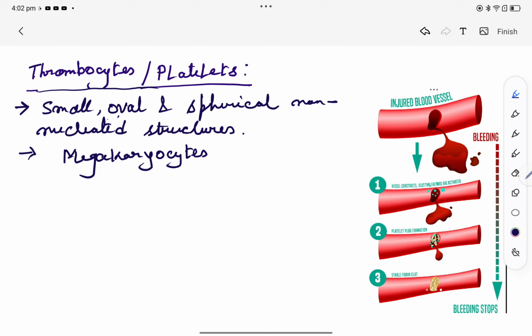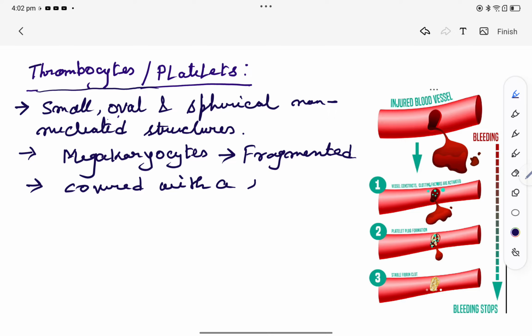Megakaryocytes, where can we find this type of cells? We can find them in red bone marrow. So the megakaryocytes are fragmented, okay? And from these fragments, platelets are formed. Now each fragment is covered with a layer of plasma membrane. Fine.